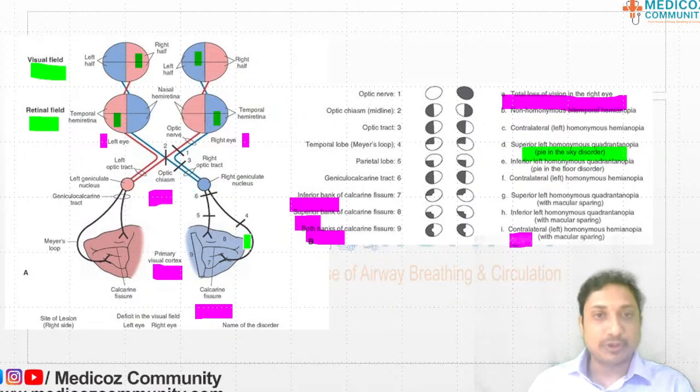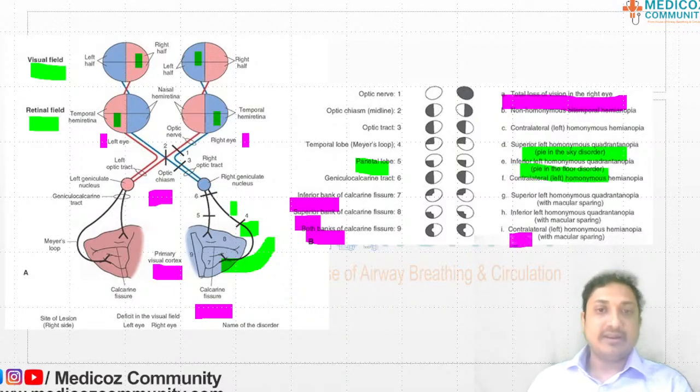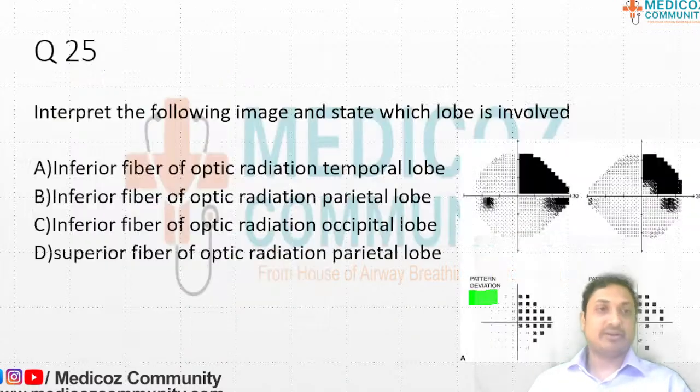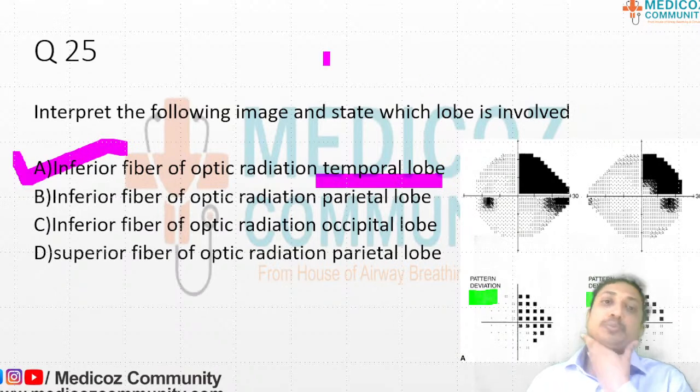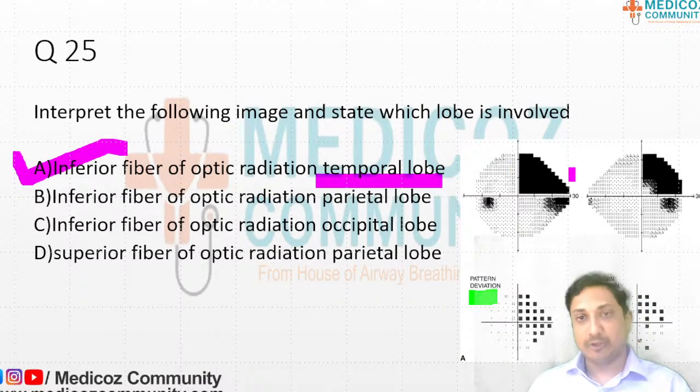See, this is seen at the 4th blockage. Here, this is going to the temporal lobe, and this is going to the parietal lobe. The 5th one here is the parietal lobe, which will cause a pie in the floor defect. What we are seeing is the fourth one, which goes in the temporal lobe and causes a pie in the sky defect. So this perimetry chart shows a pie in the sky defect, and hence the answer should be the inferior fibers of the optic radiation of the temporal lobe, while pie in the floor will be the superior fibers of the optic radiation of the parietal lobe. Understood?